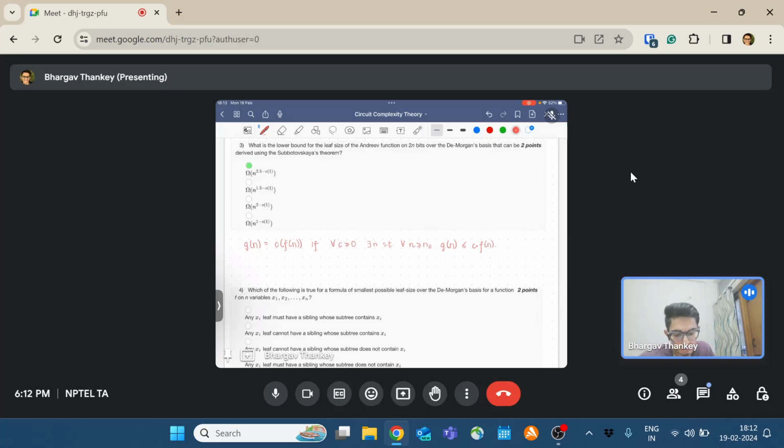So the difference between small o and capital O is this. For small o, you would have "for all" over here, and for capital O, you would have "there exists" over here. So for example, f of n over 2 is capital O of f of n, but f of n over 2 is not small o of f of n. Okay.